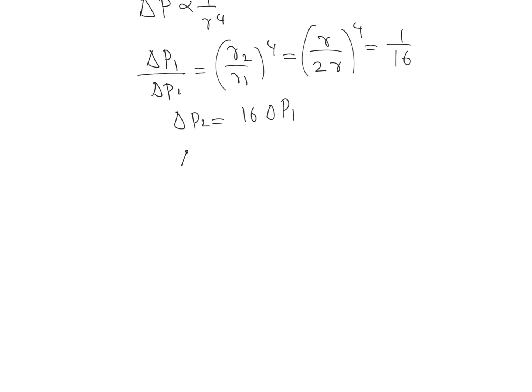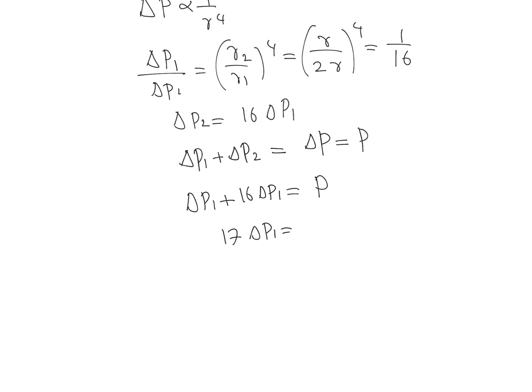Now we already wrote the relation that delta P1, the pressure difference across the first tube, plus delta P2, the pressure difference across the second tube, is the total pressure difference P. So delta P1 plus 16 times delta P1 is equal to P, or 17 times delta P1 is equal to P. So delta P1 is going to be P divided by 17.